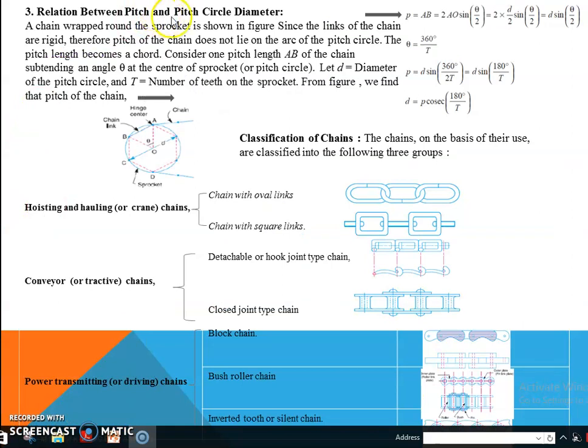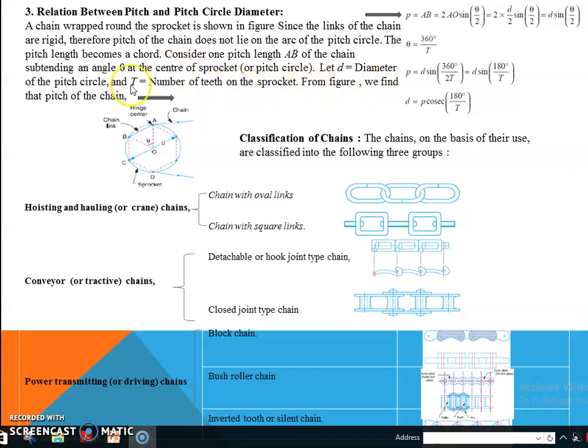Then the relation between pitch and pitch circle diameter. A chain wrapped around the sprocket is as shown in figure. Since the links of the chain are rigid, therefore the pitch of the chain does not lie on the arc of the pitch circle. The pitch length becomes a chord. Now consider one pitch length AB of the chain subtending an angle theta at the center of sprocket. Let D be the diameter of the pitch circle and T the number of teeth on the sprocket.